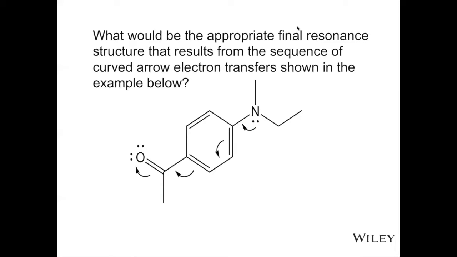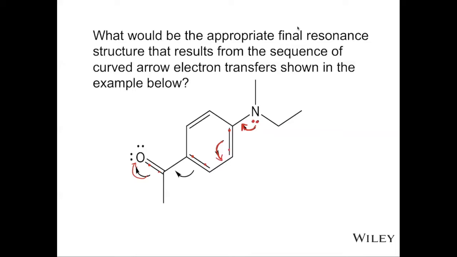Now for the first sample problem, I'd like to do this one. What would be the appropriate final resonance structure that results from this sequence of arrow pushing? So this lone pair hops and forms a new pi bond here. This pi bond breaks and forms a new pi bond here, and then this pi bond breaks and forms a new pi bond here, and then this pi bond breaks and hops up onto the oxygen.